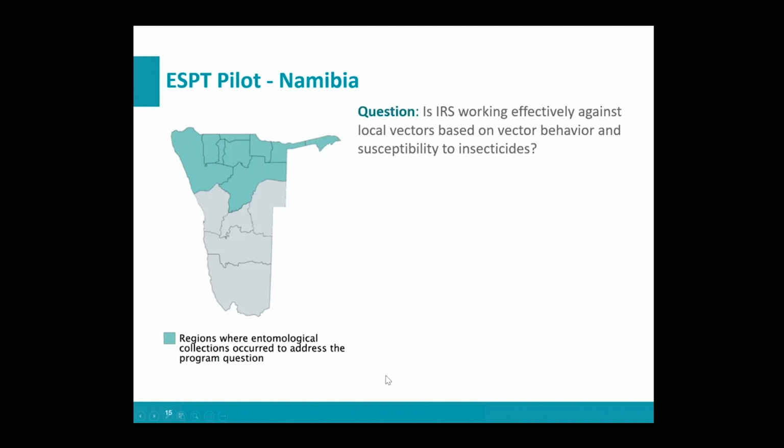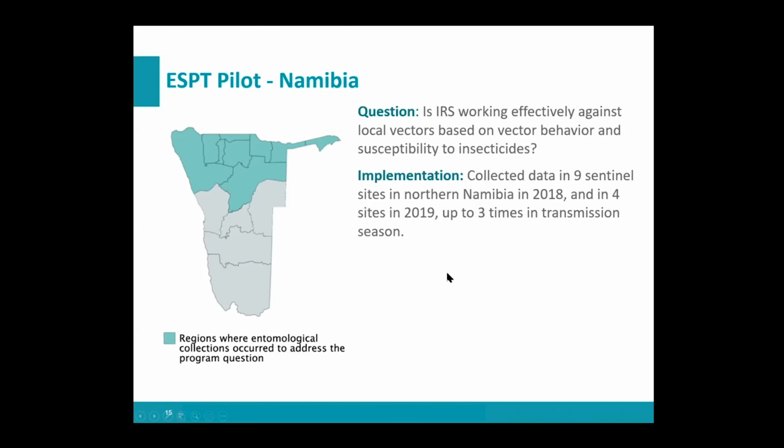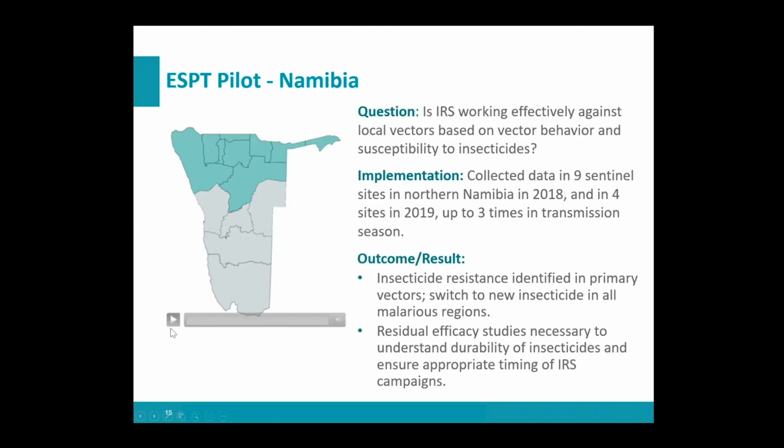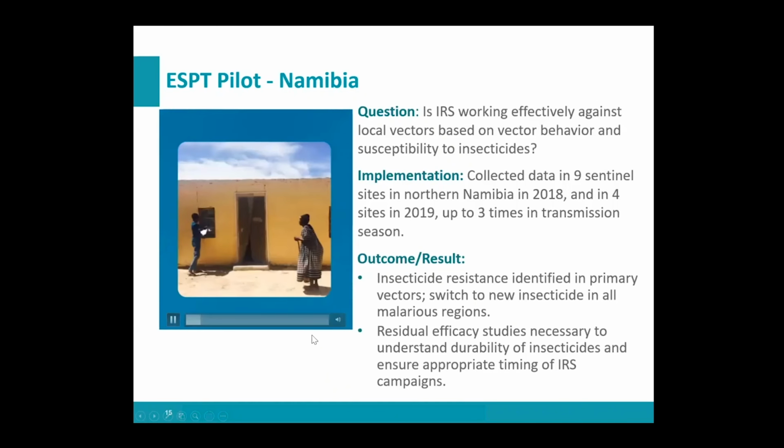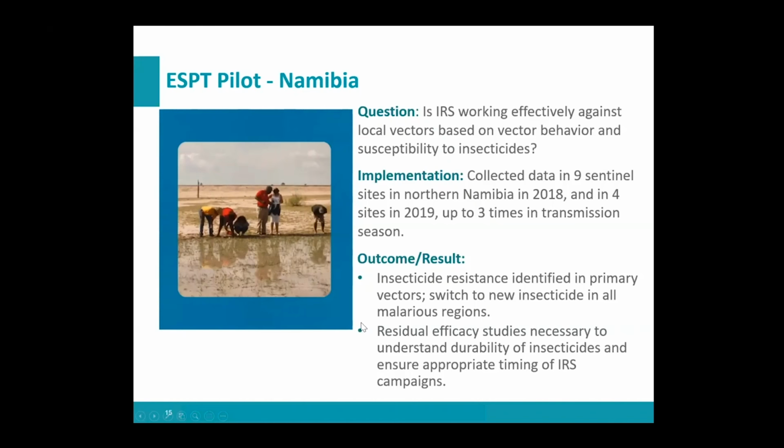This program sought to determine whether the vectors had changed behavior and/or whether they had become resistant to the insecticides currently being used. Through the application of ESPT to address this question, the program measured vector resting behavior, species-specific insecticide susceptibility, and residual efficacy of IRS. They collected data in one of the sentinel sites per malarious region and up to 3 times in a transmission season. The outcome was insecticide resistance in primary vectors to the insecticide used for IRS.